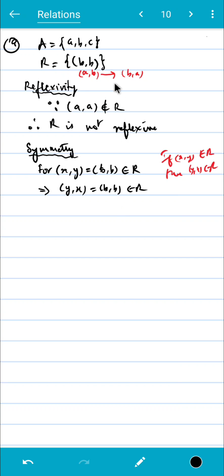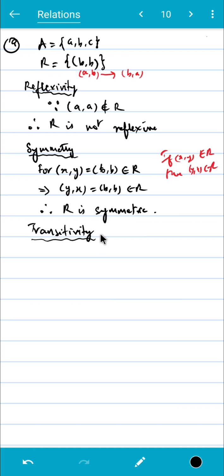And this is the only element here. So that means we've tested this for all elements of R. So we can say that therefore R is symmetric. Now we come to the third, transitivity. Will R be transitive?